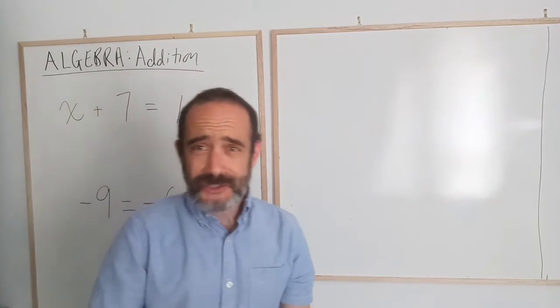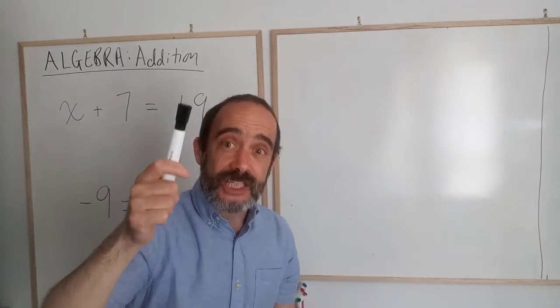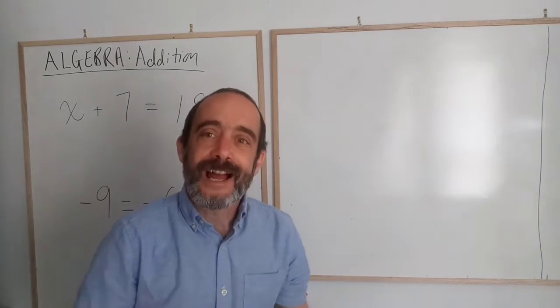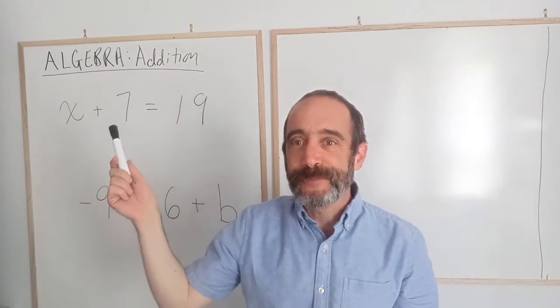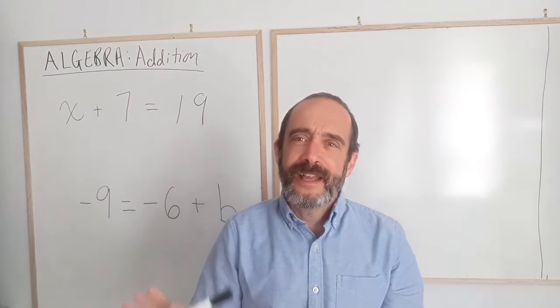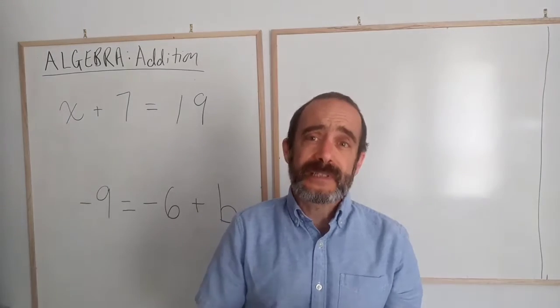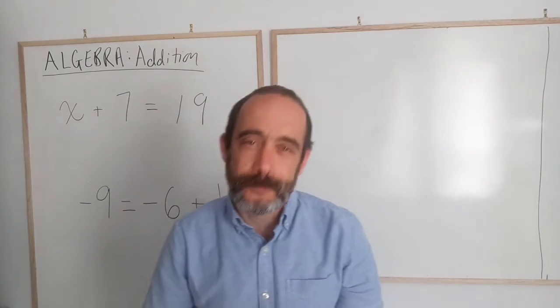So today we're actually going to be starting with algebra, the addition edition. Yeah, that's right, I did that again. So here we have two examples. The first example is pretty straightforward, right? X plus 7 equals 19. And maybe you already know what the answer is, what X needs to be.